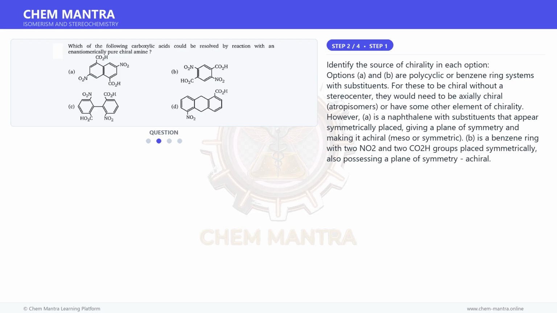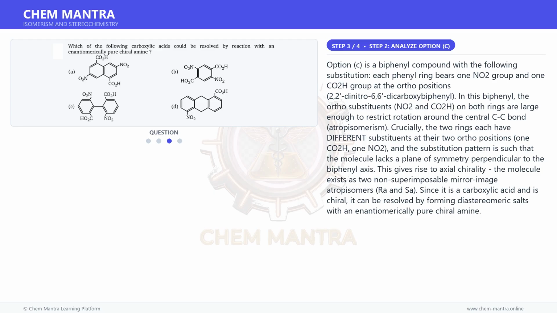B is a benzene ring with two NO2 and two CO2H groups placed symmetrically, also possessing a plane of symmetry, achiral. Moving on to the next step. Option C is a biphenyl compound with the following substitution. Each phenyl ring bears one NO2 group and one CO2H group at the ortho positions, 2,2'-dinitro-6,6'-dicarboxy biphenyl.